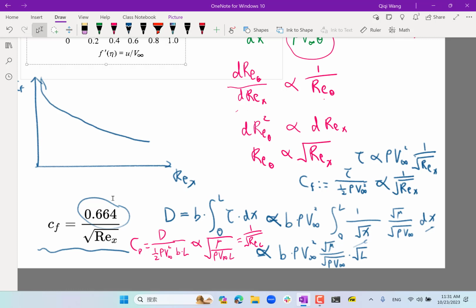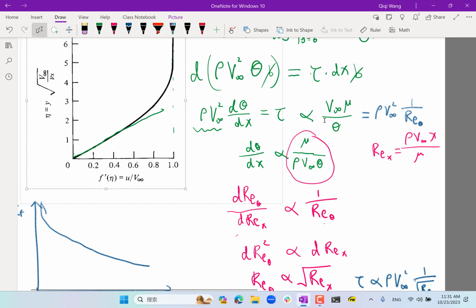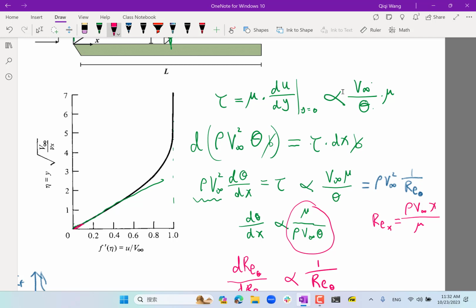Right. My second question is, can you give a little more insight about why the shear stress equals V infinity over theta? The shear stress, the first equation. Oh, the first equation. Yeah. Right. So V infinity over theta times a constant is going to get you the slope of the velocity at 0. V infinity over theta is just a scaling constant. So if you make V infinity twice as large, right?